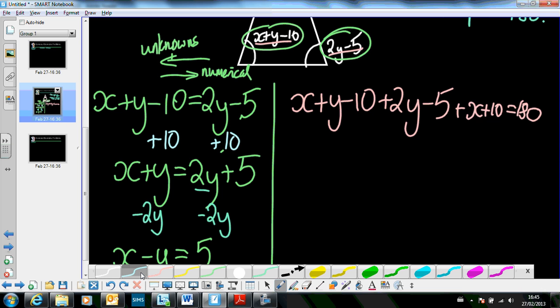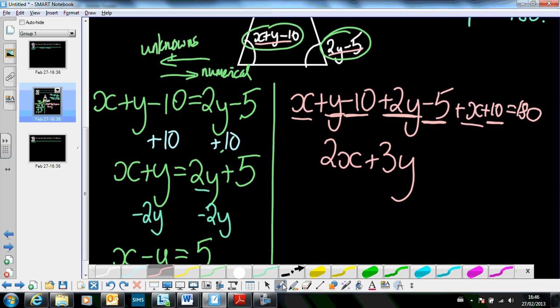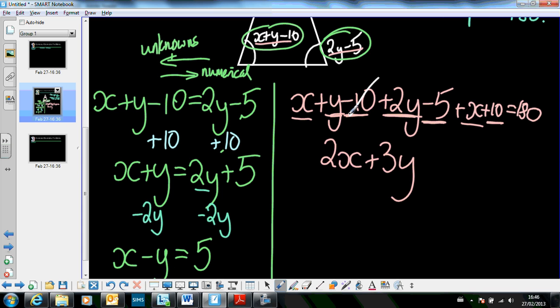The pink equation, well, before we try and simplify the pink equation, before we try moving anything around, let's just collect the like terms. So that's the two x's together to make 2x. There's a y there, there's 2y there, so that makes a total of 3y. And the numerical parts, there's a negative 10, a negative 5, and a positive 10. So you can probably anticipate that the negative 10 and the positive 10 cancel each other out, and we're just left with negative 5 on the right and 180 on the left.